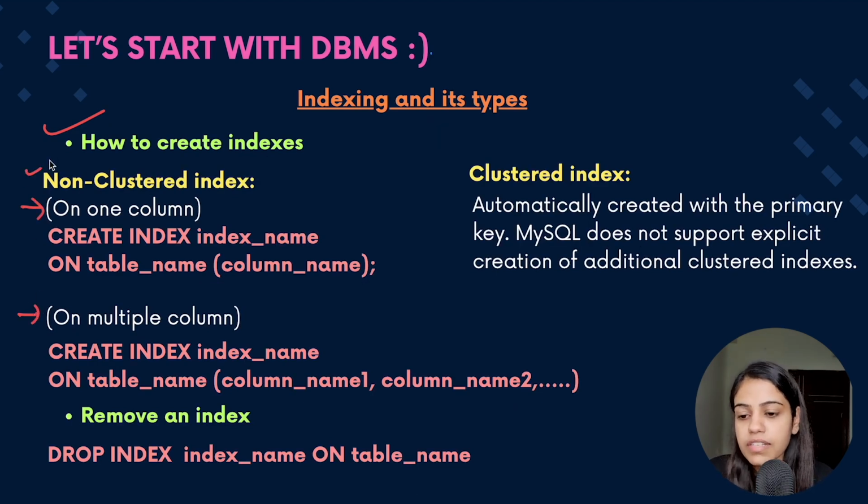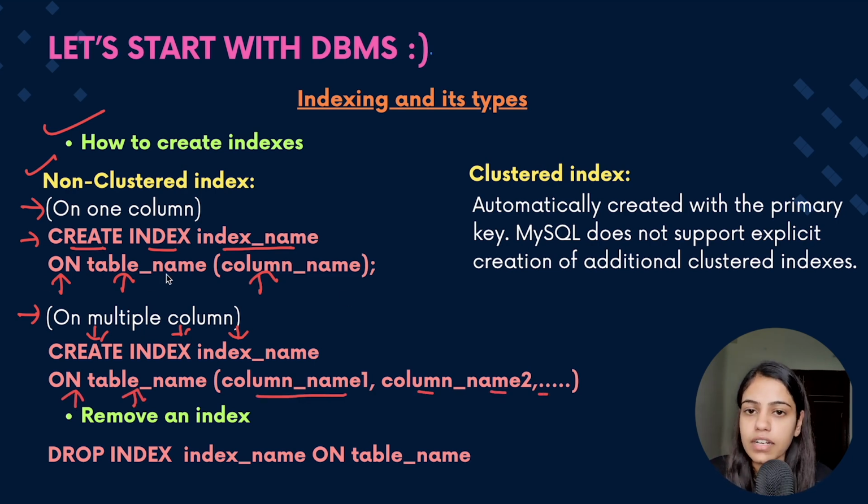Let's first see how we can create non-clustered indexes, basically secondary indexes. When we want to create one on a single column, we give the command CREATE INDEX followed by a name which we provide to the index, then ON, then the table on which we are creating the index, and then the column. So this is for one column. On multiple columns we give the same command, CREATE INDEX followed by the index name, then ON, the table name, and then we provide the different columns in a comma-separated way. So this is how we create non-clustered indexes.